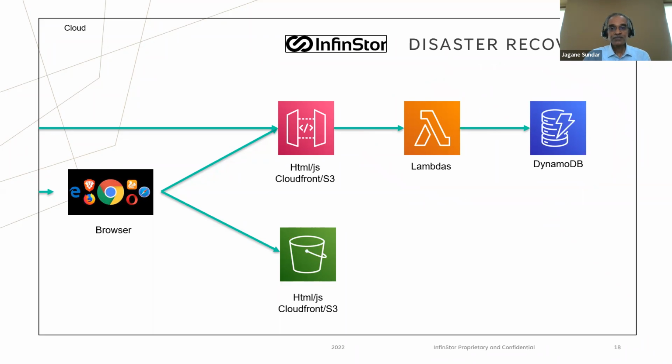Disaster recovery is a manual operation. It's a little bit more complicated than high availability. High availability is zero touch. You can automatically be guaranteed that it will be available.